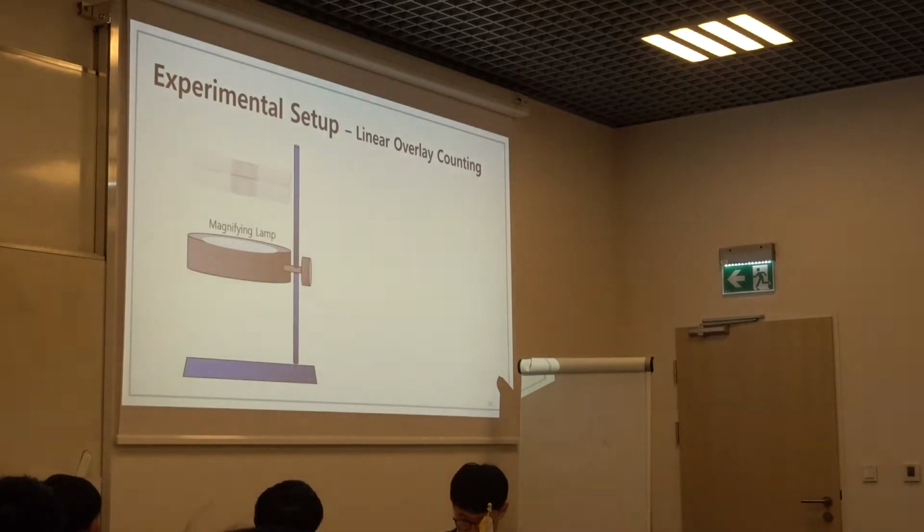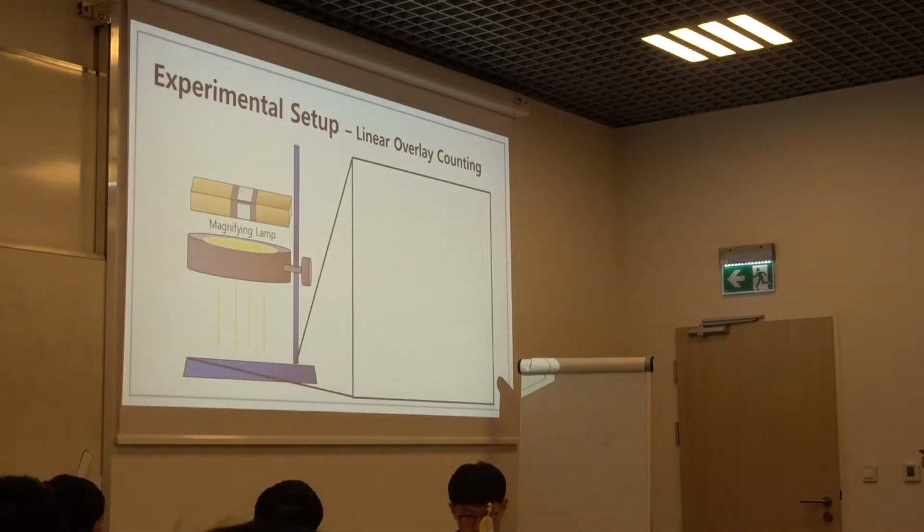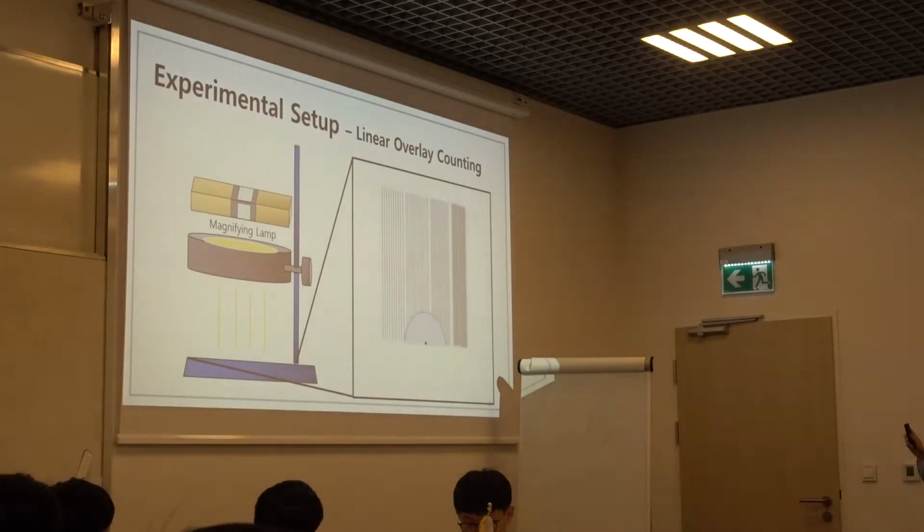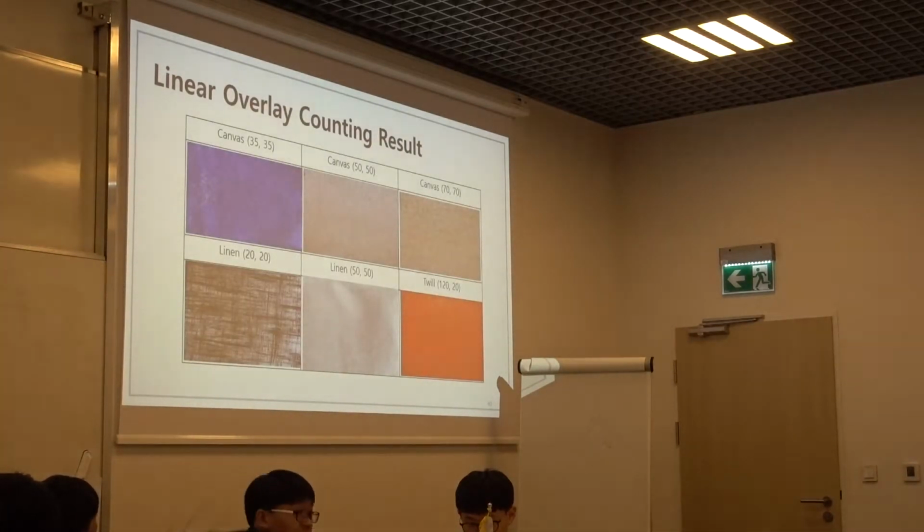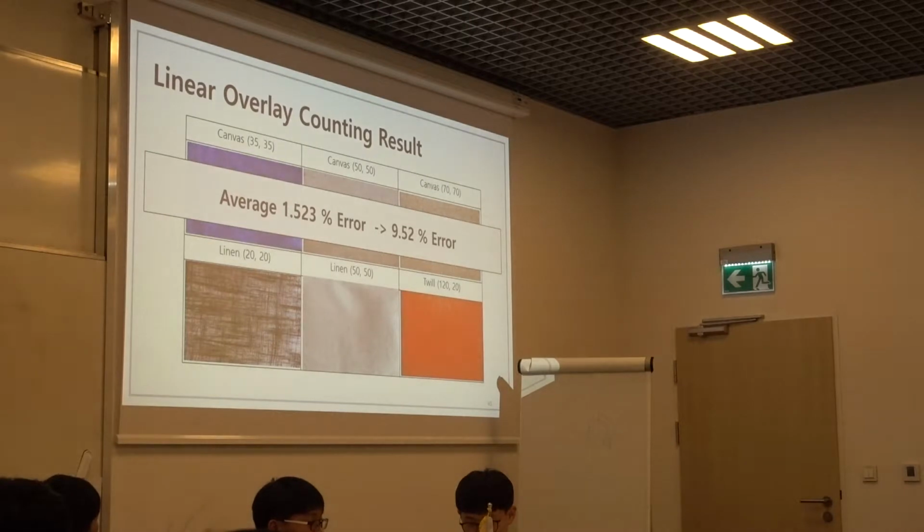As you can see, we had a magnifying lamp, and we placed it horizontally. There are different types of lines, and we changed the angle so that there are interval distances from 0.5 millimeter to 2 millimeter, as well as angle differences. With this, the linear overlay counting result had an average of 1.523% error. However, this is just for the linen and canvas. When we included the twill, there was 9.52% error.